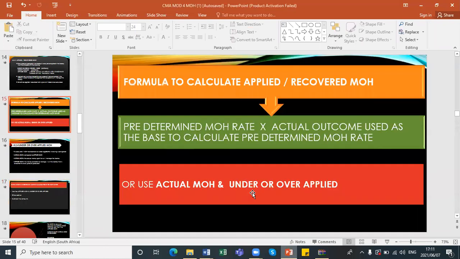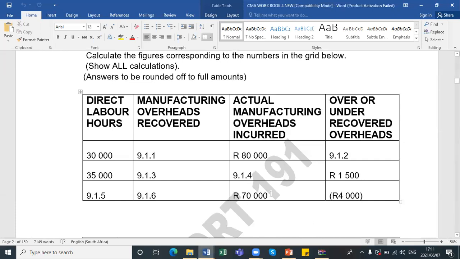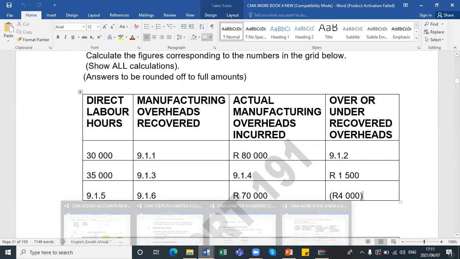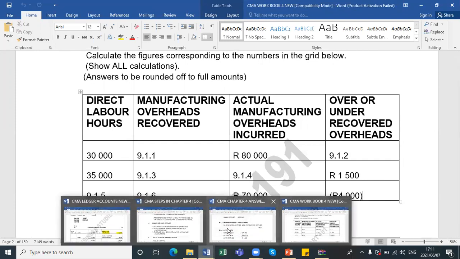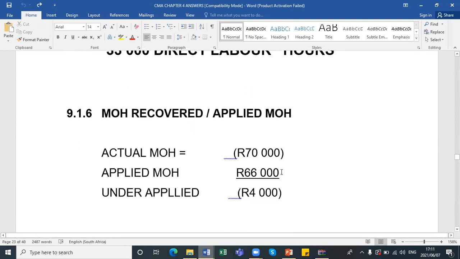Now, like I told you previously, there are two formulas. There's the first one, which is your predetermined rate times actual outcome, but you can't use this one, so you must use this one, your actual overheads and your applied overheads. Now, we do have actual overheads, and this is under or over applied. Now, if it's not in brackets like this, then it's over applied. If it's in brackets like that, then it's under applied. So you must work out 9.1.6 before we can work out 9.1.5.